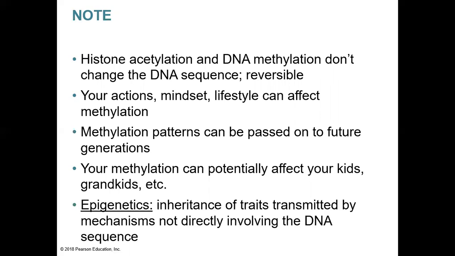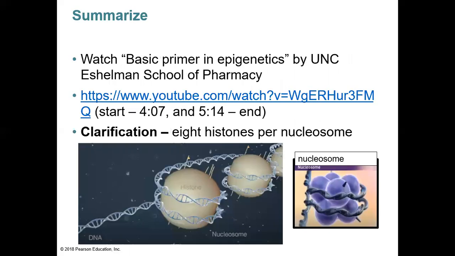Correct methylation and acetylation are really important. For example, insufficient DNA methylation can lead to abnormal embryonic development. And the study of all this is called epigenetics, the study of inheritance of traits transmitted by mechanisms not directly involving the DNA sequence.